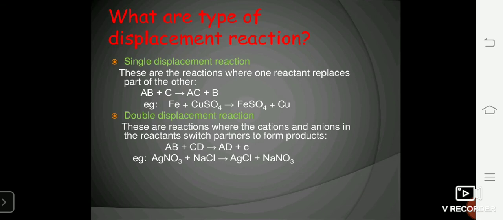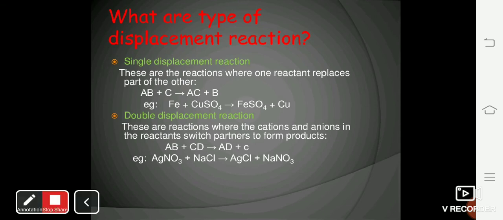But the difference is in neutralization reaction, acid reacts with base to produce salt and water, whereas in precipitation reaction, two compounds interchange their cations and form an insoluble salt, and that insoluble salt is called a precipitate. Let's take an example of neutralization first.